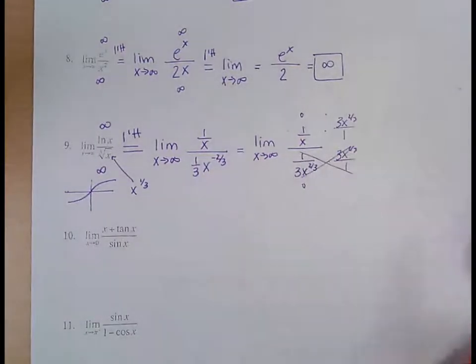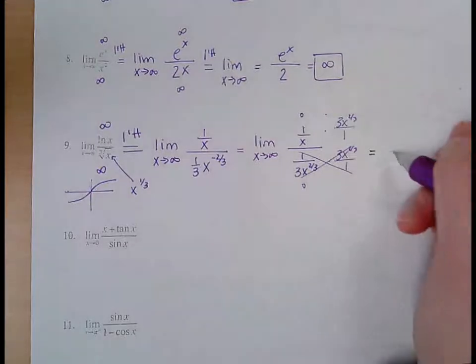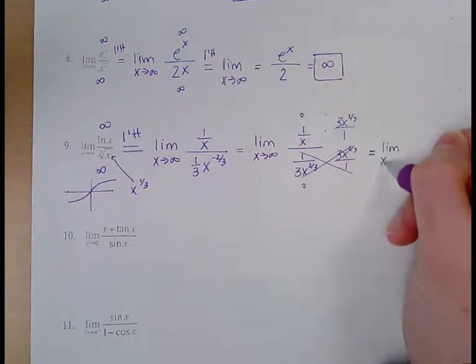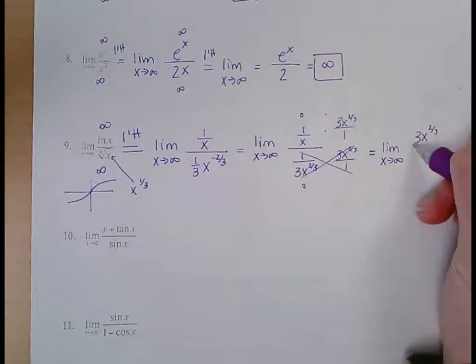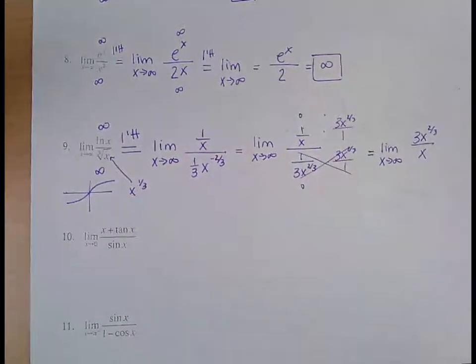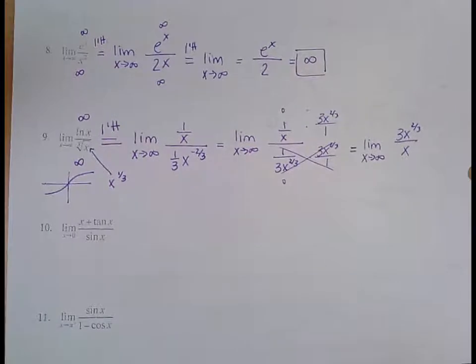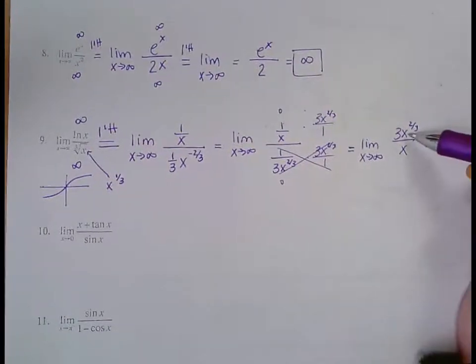So then your denominator is gone. Dividing by a fraction is the same as multiplying by the reciprocal. So then you'd have the limit as x approaches infinity of 3x to the 2/3 over x. Okay, so that still is not the form you wanted, because you still have infinity over infinity. But now what can I do with the exponents for x? I can subtract them.